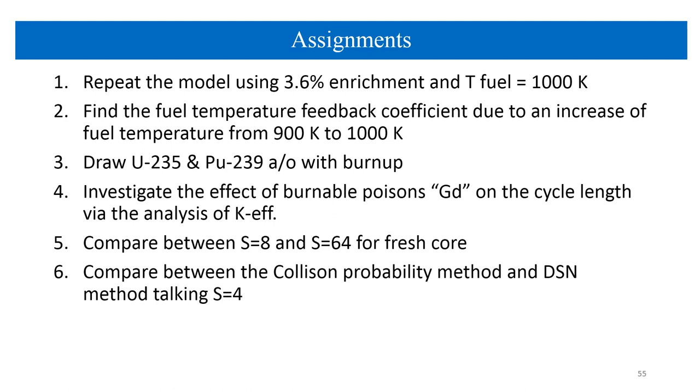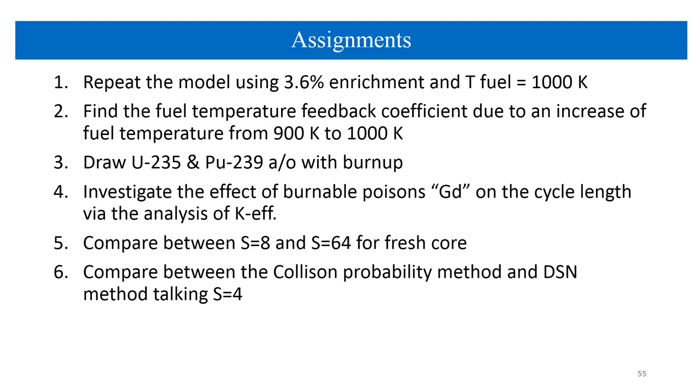Number four, investigate the effect of burnable poison gadolinium on the cycle length via the analysis of K effective. Gadolinium concentration, we can use it to increase the cycle length. You can recognize that by monitoring the total burnup, and when the K effective reaches exactly one after certain burnup steps. We can choose this effect of gadolinium by omitting the gadolinium from the fuel and putting it again with different concentration to see its effect on the time to reach K almost equal 1.